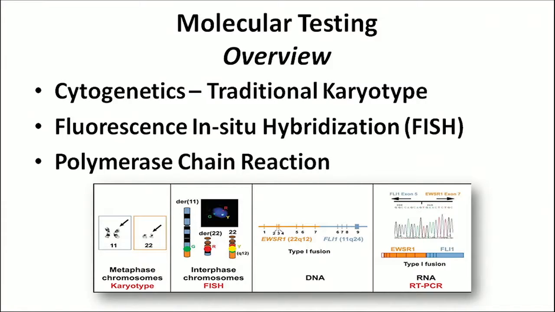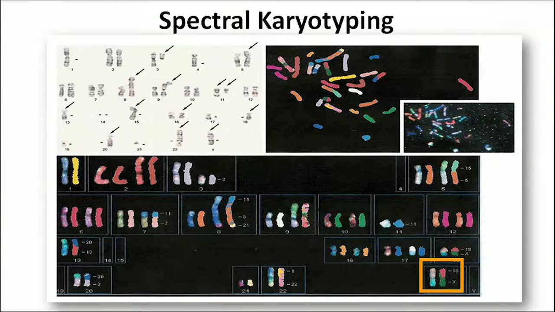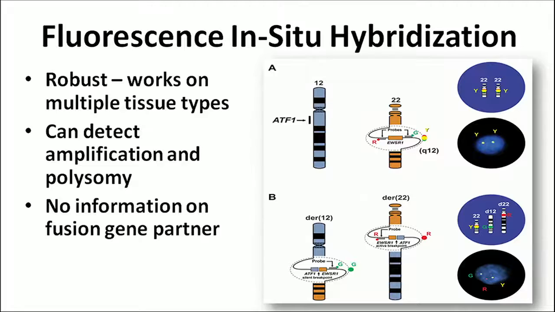So moving on to some common techniques and some of the pre-analytical problems with these. If we think of an overview about how we do molecular testing, we've got cytogenetics with traditional karyotypes, we've got fluorescence in situ hybridization, and we've got polymerase chain reaction. So classical cytogenetics can work really well to demonstrate translocations. You need fresh tissue. You need good people that can grow this and interpret these. Sometimes the karyotypes can be complex, but we have different ways of doing chromosomal painting that can be extremely helpful in sorting that out, such as with spectral karyotyping.